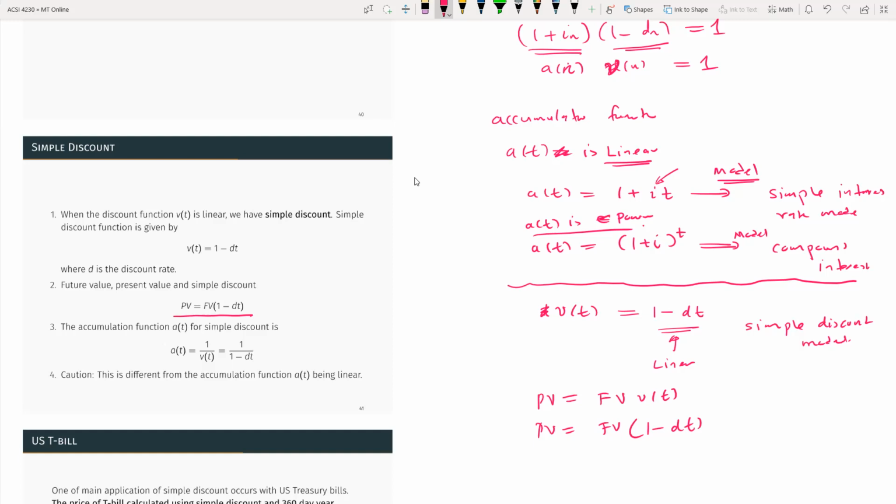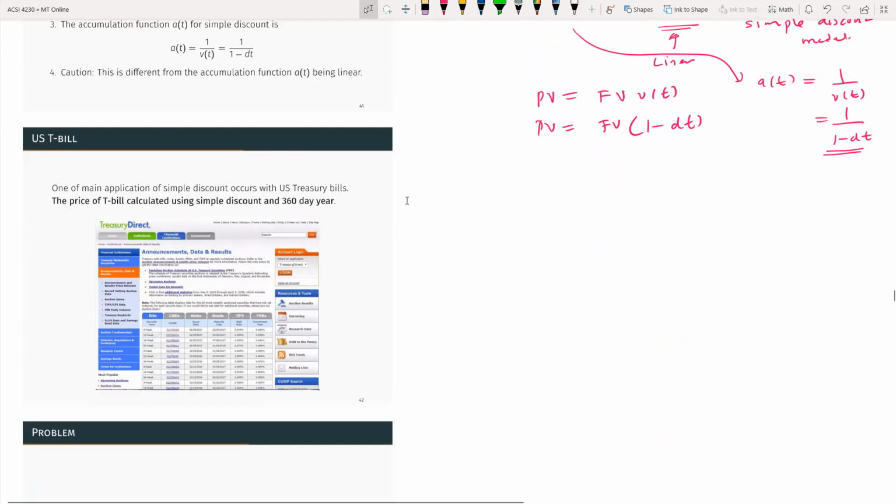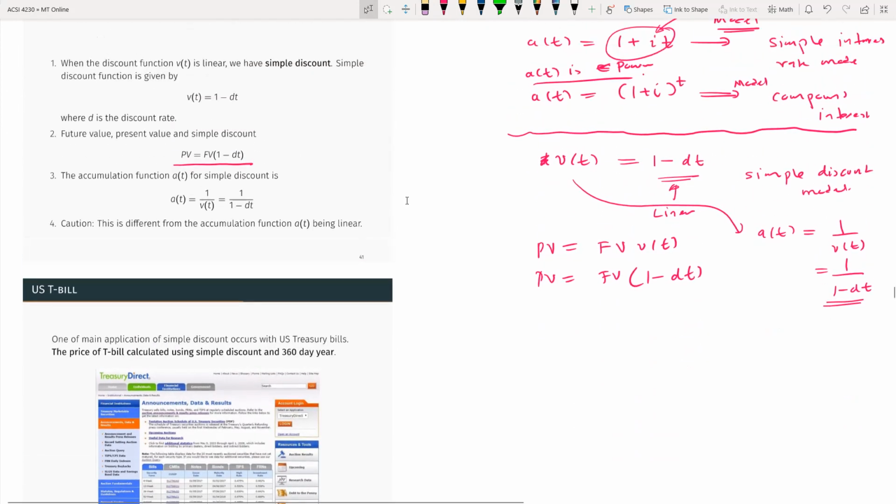From here, since this is your Vt, you can come up with the other kind of At. So At is 1 over Vt because At times Vt is 1. So that's a different one. Here you have 1 plus it, and here you have 1 minus dt using discount. This simple discount is used in US Treasury bills. The price of a T-bill is calculated using simple discount and 360 days per year.